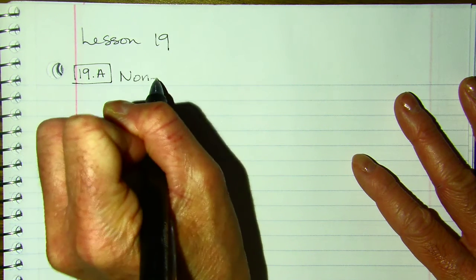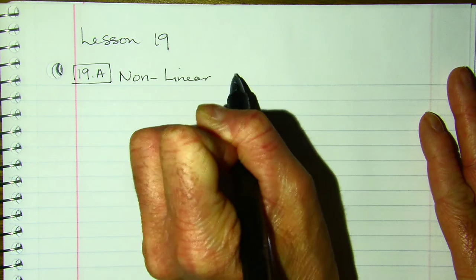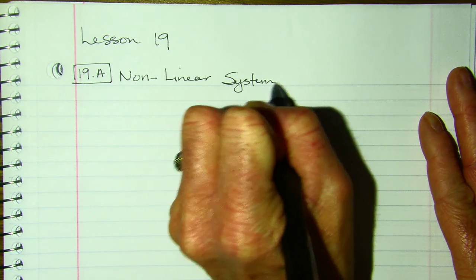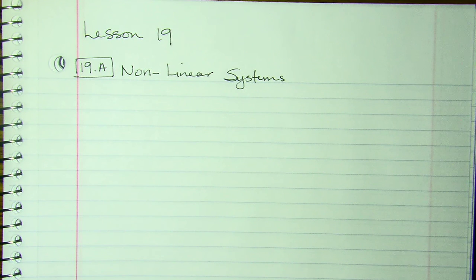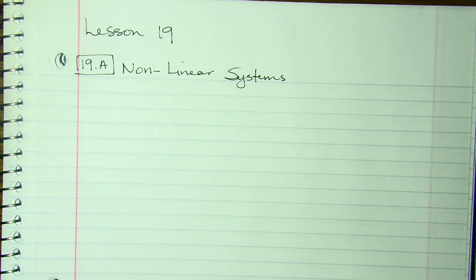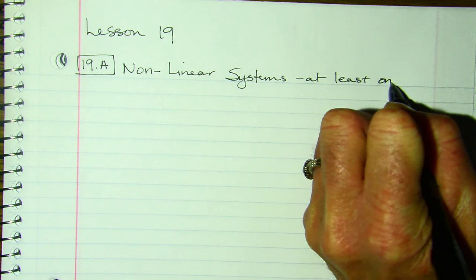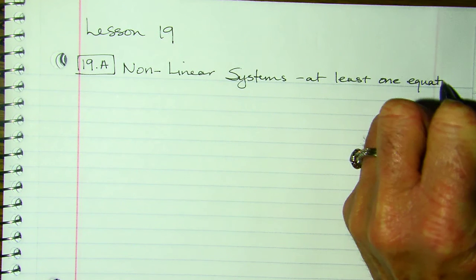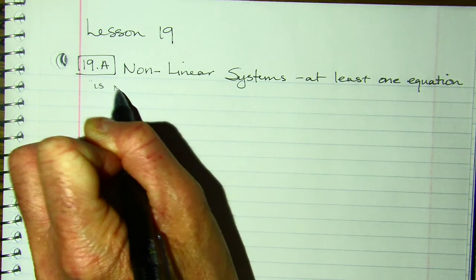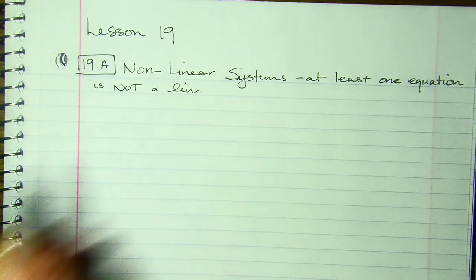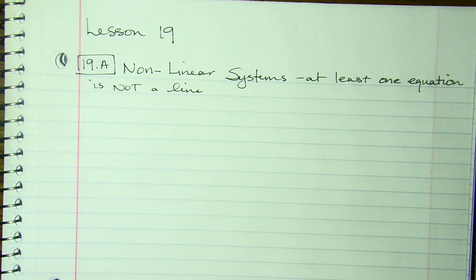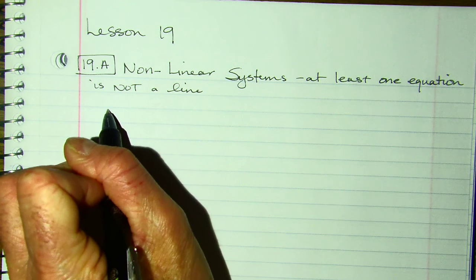19.A is on nonlinear systems. So nonlinear systems means that you're going to have possibly one thing that is linear or maybe nothing that is linear. So you are going to be involving some conic sections, and that is review. So nonlinear systems, at least one equation is not a line. And so I'm going to go over the structure of our conic sections in case we've forgotten. So let's first start.